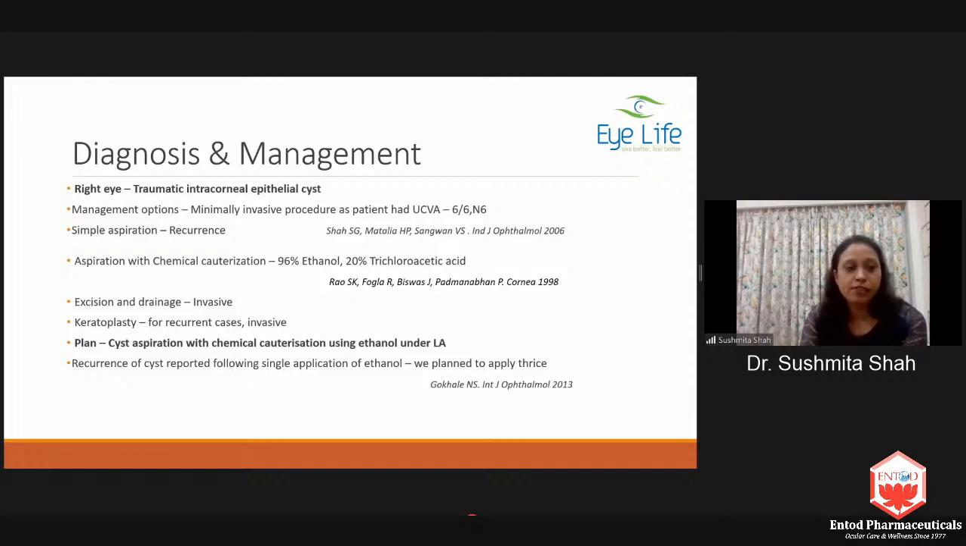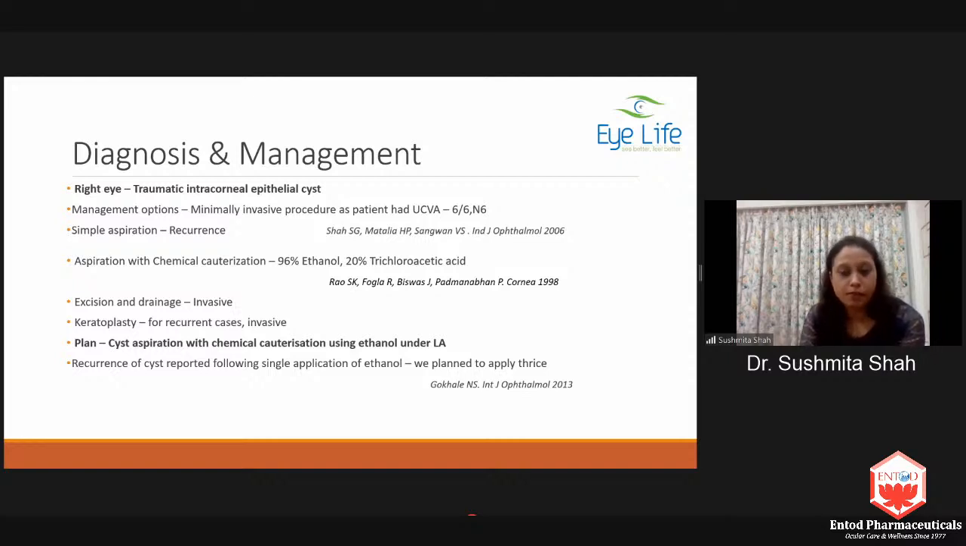The first and the simplest option is to do a simple aspiration, but it almost always leads to a recurrence. We have published that before. The second option is to aspirate the cyst along with chemical cauterization. You can use ethanol or 20% trichloroacetic acid, all described with good success in the literature. The other options would be excision and drainage or keratoplasty, but these are more for recurrent cases.